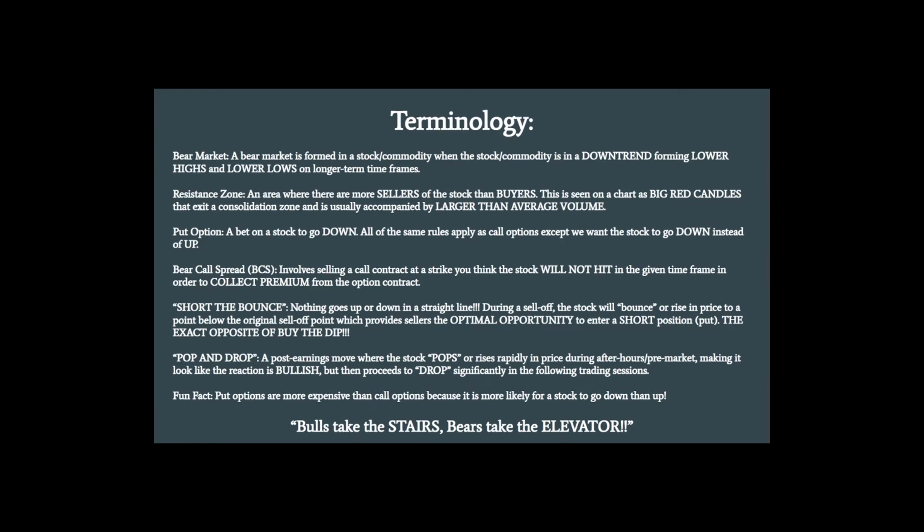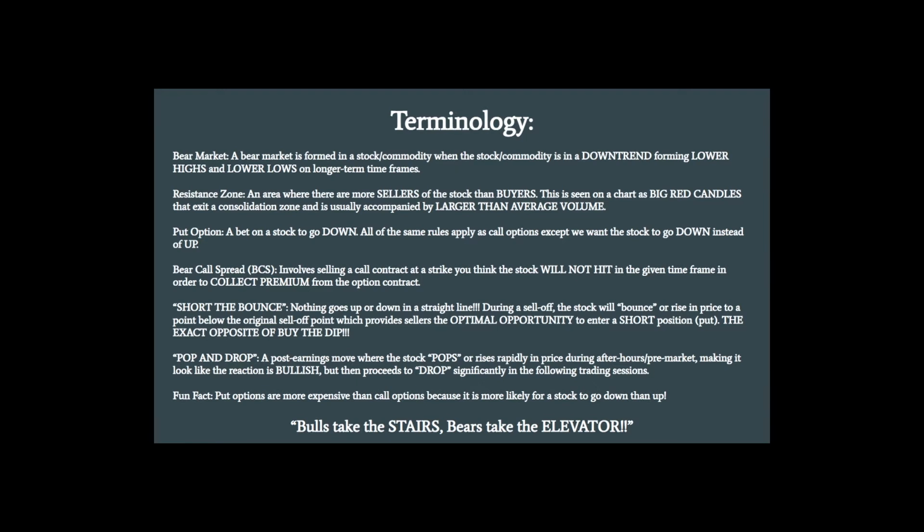So as you know, stocks don't go up or down in a straight line, right? So stock comes up, then it comes down, it pulls back, it needs to establish support, and then it continues higher. Same thing on the opposite side. Stock needs to establish resistance to then come down lower. So nothing goes up or down in a straight line. During a sell-off, the stock needs to bounce or rise in price, right, to a point below the original sell-off point. That's the key point I want you guys to understand.